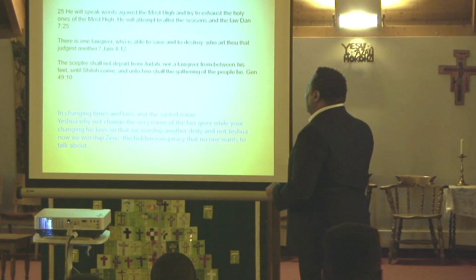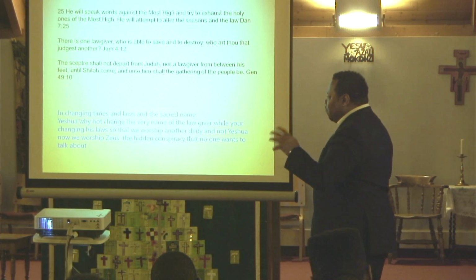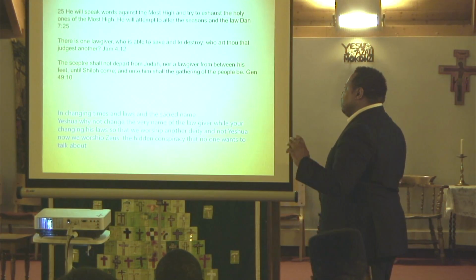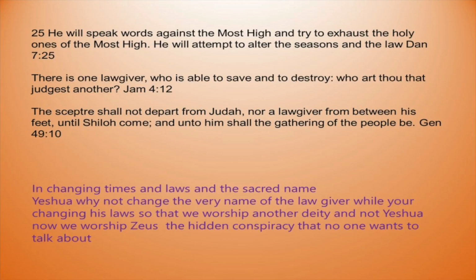So the scripture says in Daniel 7:25, a few verses came to mind as I was researching more. Daniel 7:25 says, he will speak against the Most High, and he comes to exhaust the Holy Ones of the Most High. He will attempt to alter seasons and the law. James 4:12, there is one lawgiver who is able to save and to destroy. Who art thou that judgest another? And we're speaking about Yeshua.